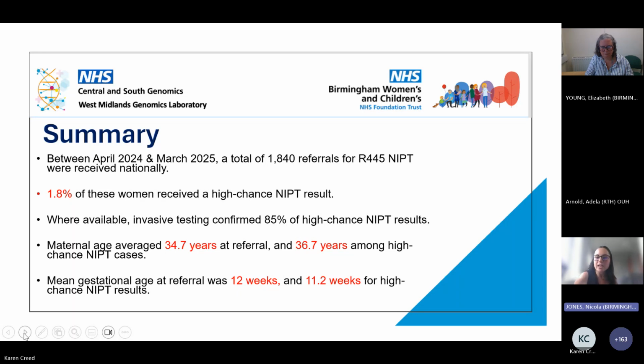Where available, the invasive testing confirmed 85% of the high chance NIPT results. Maternal age across the cohort on average was just under 35 years, and just under 37 years among the high chance NIPT cases. The mean gestational age across the cohort at referral was 12 weeks, and this decreased to 11.2 weeks for those that went on to receive high chance NIPT results.